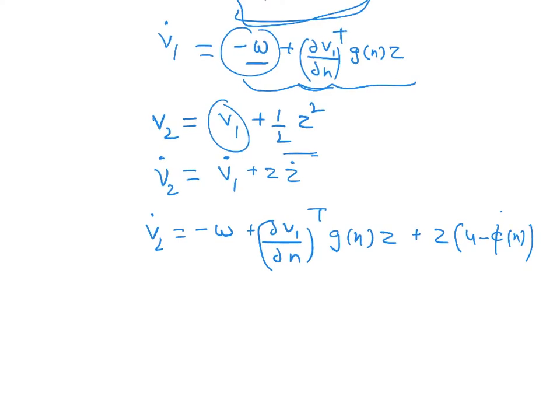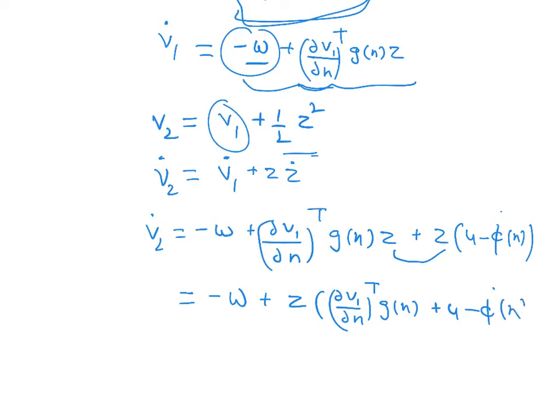Okay. So now you can see the minus w, and z can come outside, right? So you have z outside, and then you have this del v1 by del eta transpose into g eta plus u minus phi dot eta, right? Just taking z out. Okay, now I can choose u. See, this is already negative definite. All I want is to make this negative definite. So now I can choose u.